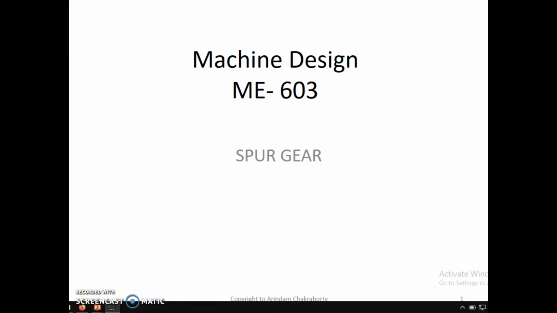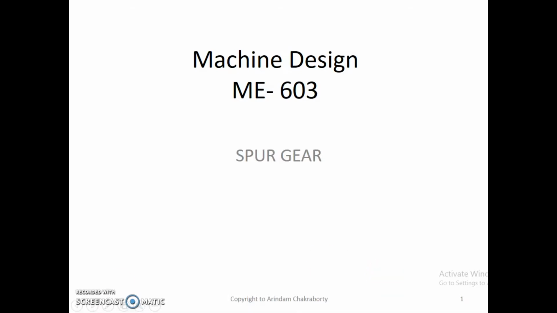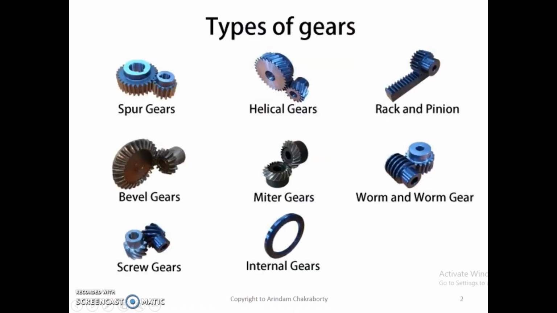In today's class we learn about spur gears. Before that we need to know what types of gears are present in the market. These are the types of gears: spur gear, helical gear, rack and pinion, bevel, miter gear, worm gear, worm and worm gears, screw gears, internal gears.